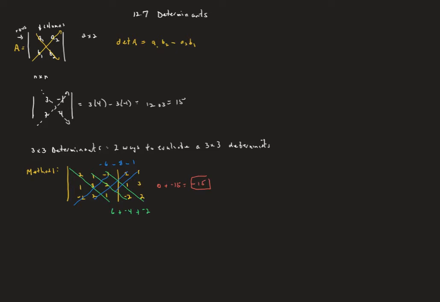So that's one way of doing a 3 by 3 determinant. So let's look at the second way of doing this. Or actually, let's do one together. We'll do one more. I'm going to get a new screen here. So let's do this one.